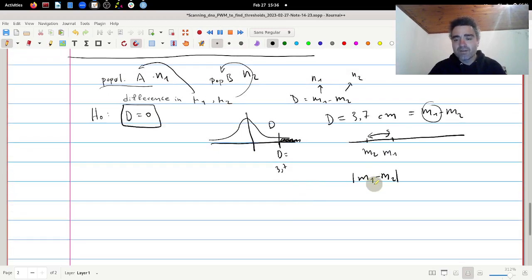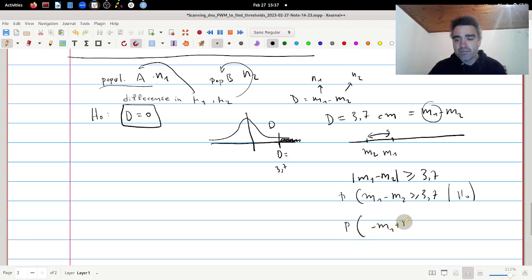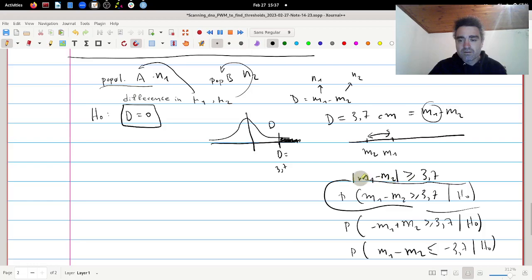Okay, which means the following, that we must assess the probability to get this greater than 3.7, which means that either M1 minus M2 must be greater than 3.7, which is a probability for that when the null is true, so in this distribution, or the opposite, like minus M1 plus M2 to be greater than 3.7 when the null is correct, or in other words, M1 minus M2 smaller or equal to minus 3.7 when the null is true, which means that we must add in this probability, which is this one here, this one as well.